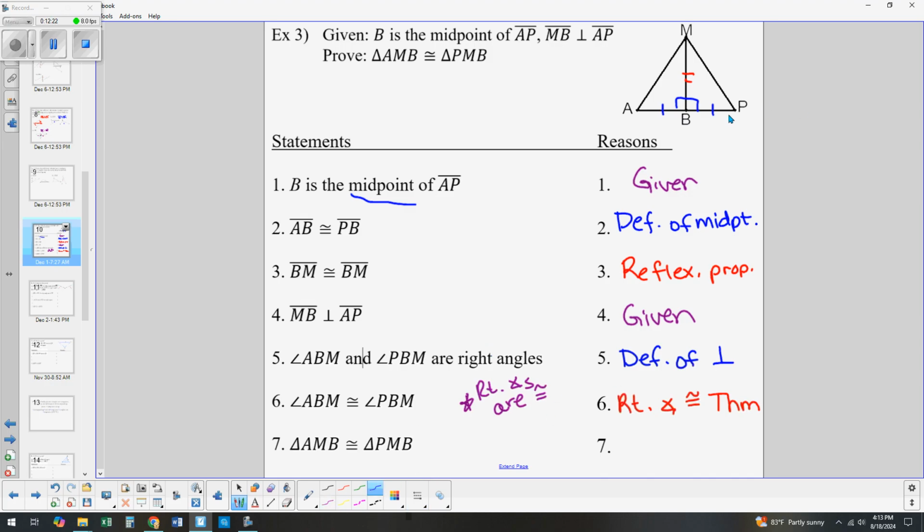So now if I look at my picture, I have enough information to say the triangles are congruent because I have two sides and the angle between them. So this would be SAS. It's not HL, even though they were right triangles, because we didn't have the hypotenuses that were congruent.